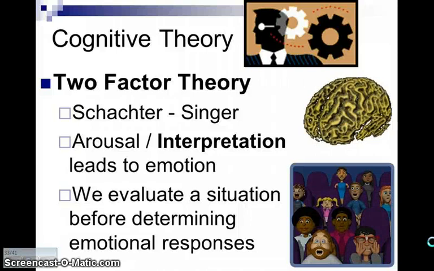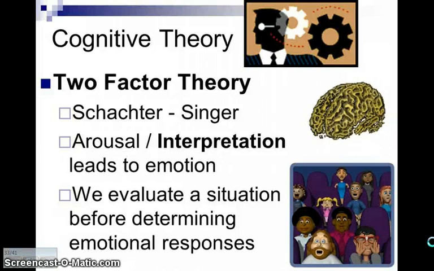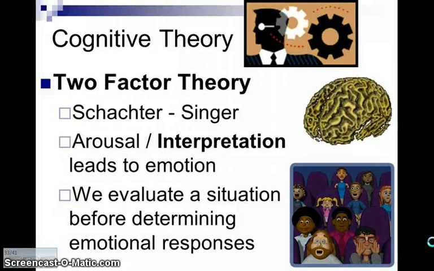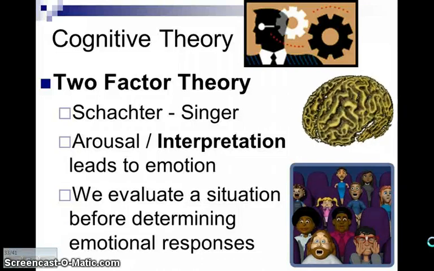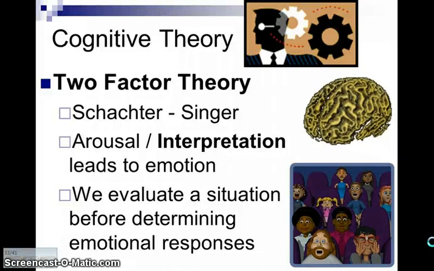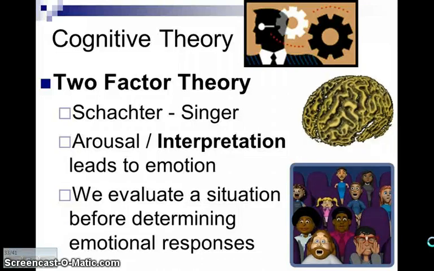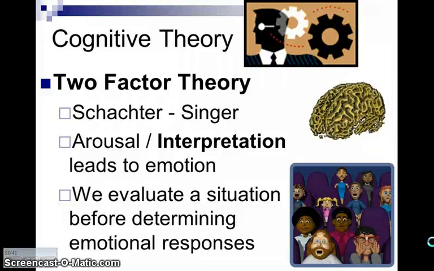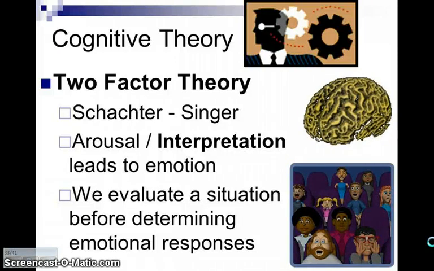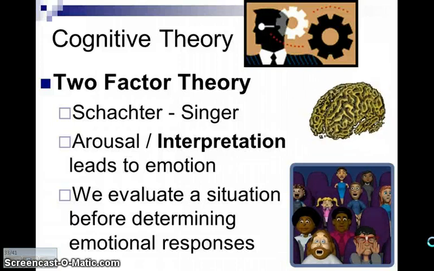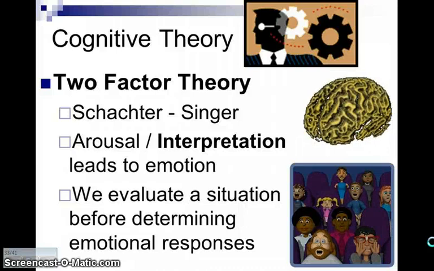but we immediately analyze the situation, and we say, okay, what's taking place here? I'm walking into a room where I don't know a lot of people. My palms are sweaty. My heart's racing. I am a little jittery. And we label that emotion. We evaluate it cognitively. So we're analyzing the situation as well as what's going on physiologically. That's the two-factor theory of Schachter and Singer.